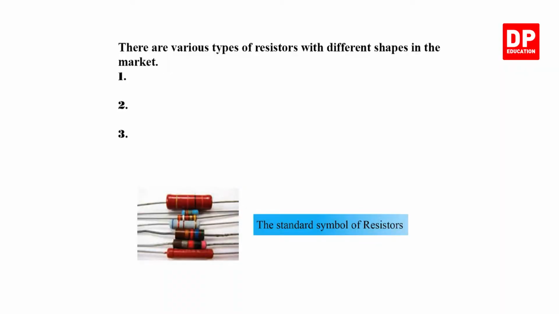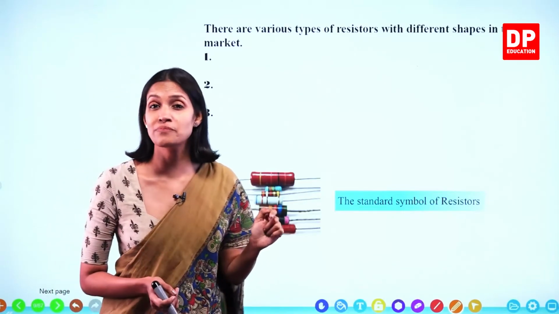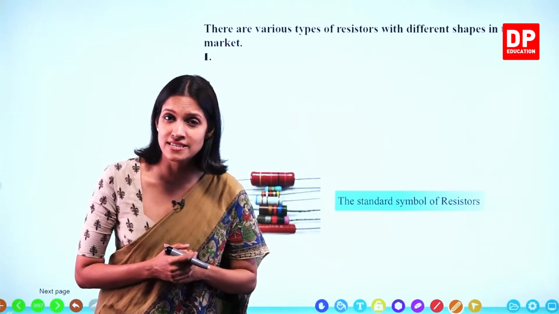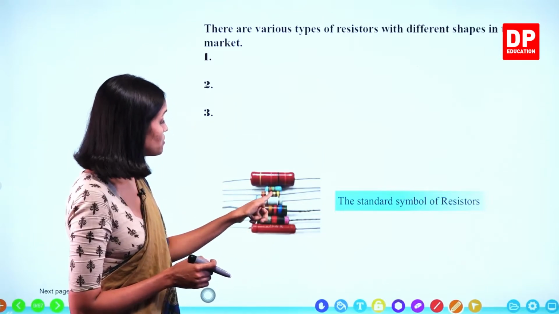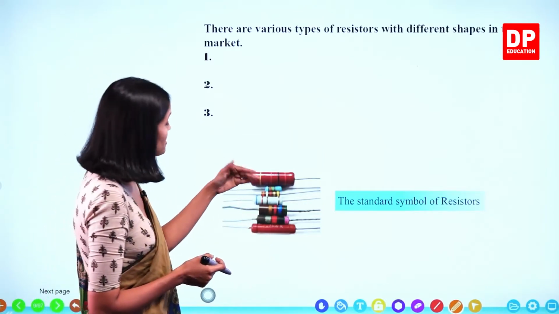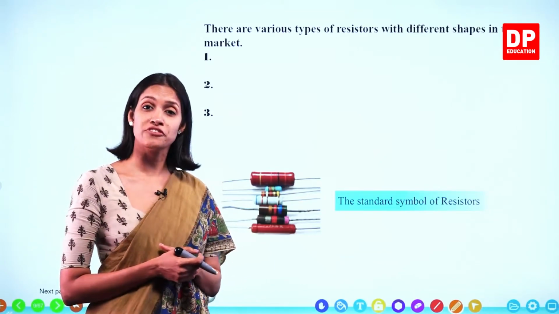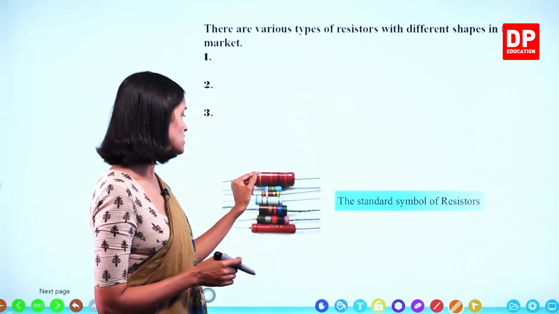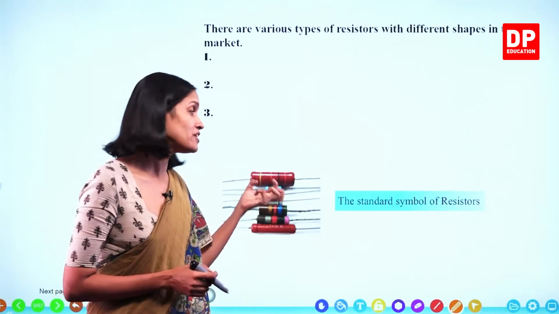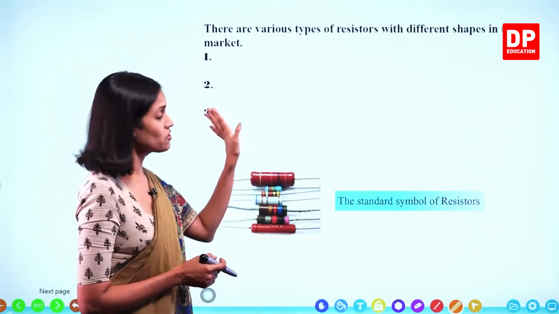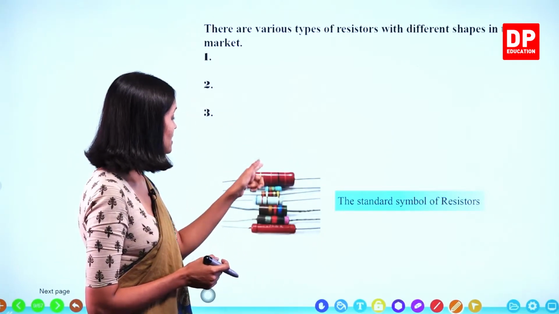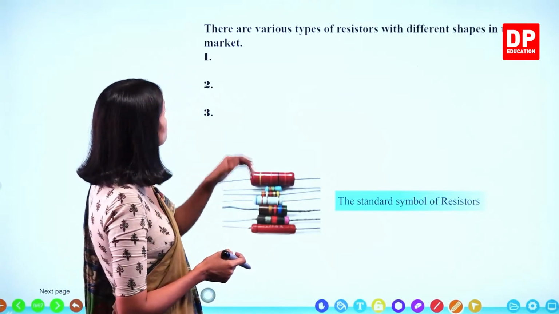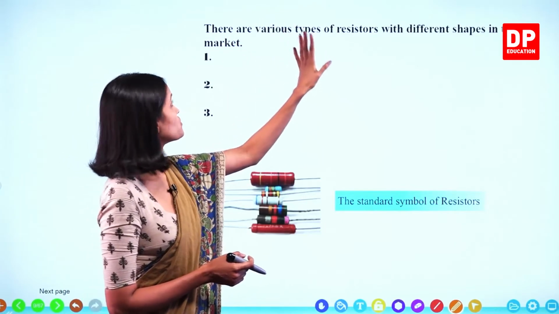So there are various types of resistors with different shapes in the market. Even in the lab I showed you all different types of resistors, right? Look at these resistors. You all can see there are colorful bands present here, right? Different colored bands present in different types of resistors. So what are these bands for? These are for the permanent value of these resistors. So the value of the resistor and some other details also indicated by these different colorful bands.